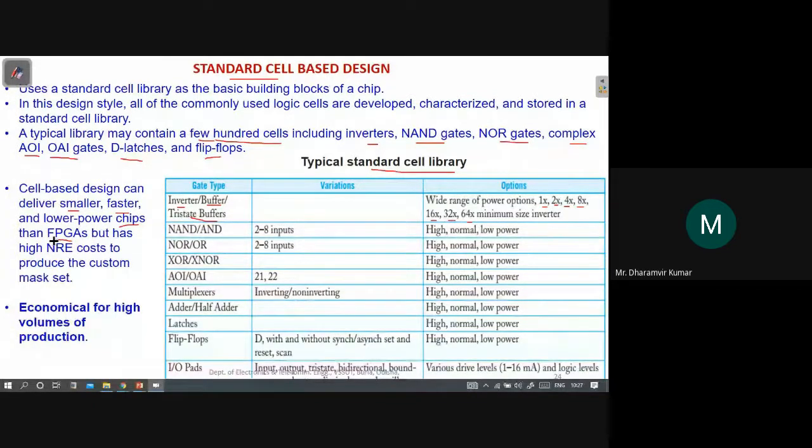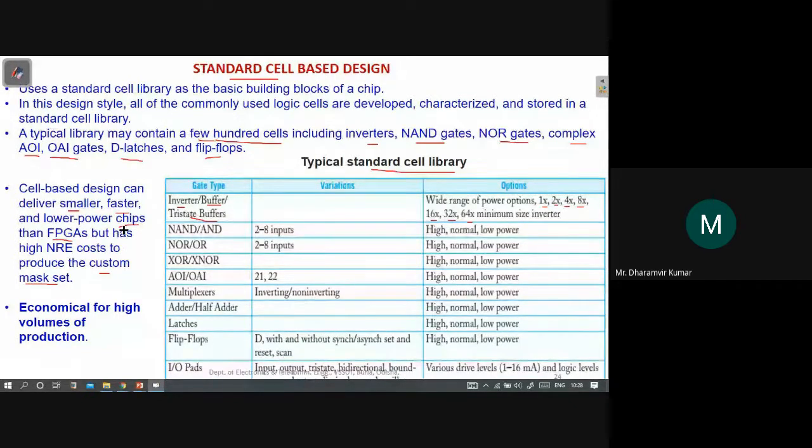FPGA stands for Field Programmable Gate Array. Okay, but cell-based design has a high NRE cost to produce the custom mask set. Because look here, the last aim is to produce a mask set, because the mask is used for actual production of the IC. Okay, so this is the last aim, to produce a mask which can be used for fabricating the chip, right? As compared to FPGAs, these cell-based designs will deliver smaller, faster, and lower power chips.